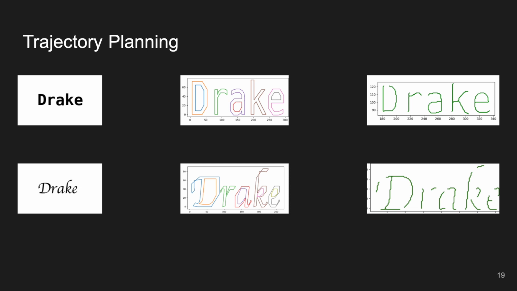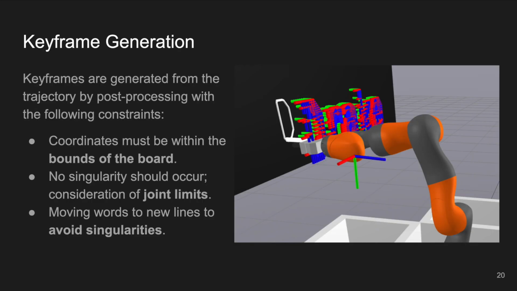The first column shows a word with a specified font. The color coding in the second column specifies a single polygon to be followed. The third column shows the simplified trajectories.